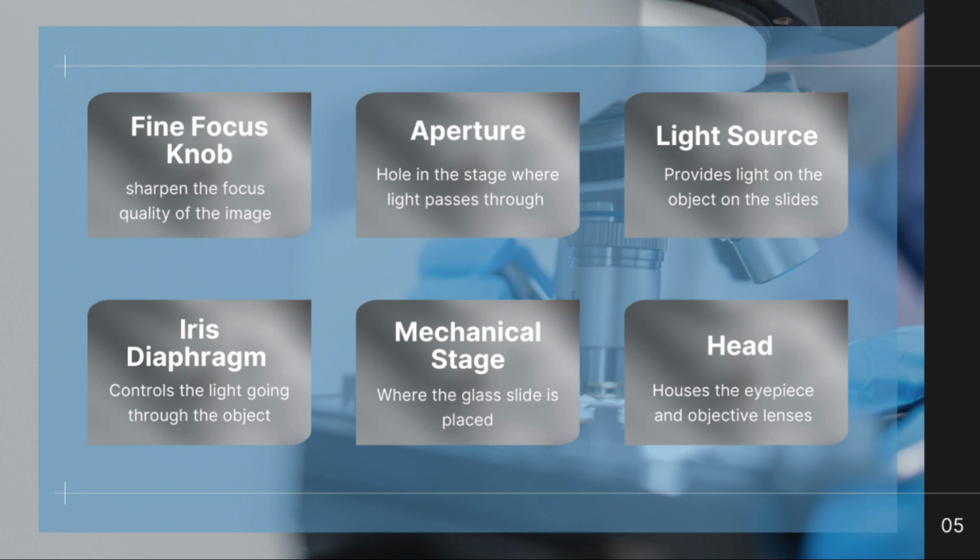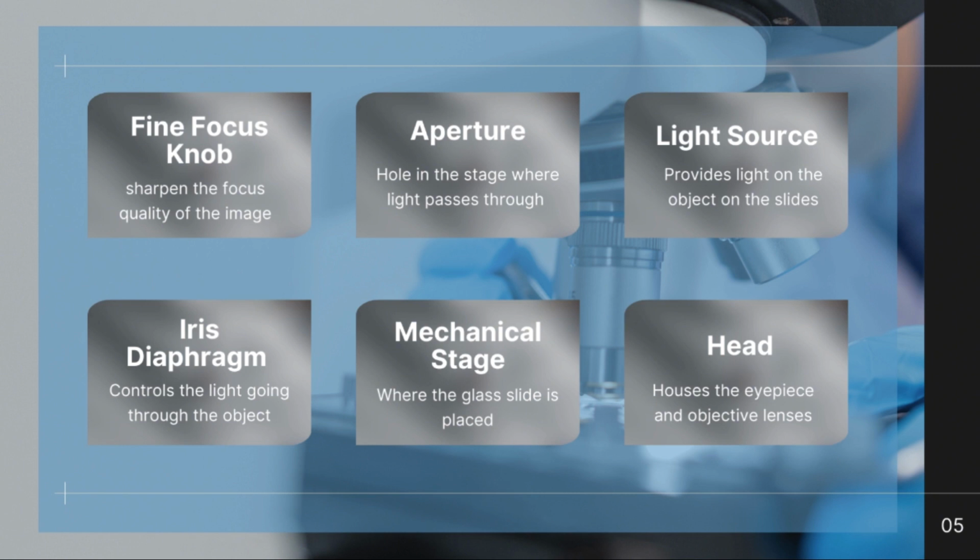Next is light source. This is usually situated in the base. The brightness can be adjusted. Next part is iris diaphragm. It controls the amount of light going through the object. Its opening and closing adjusts the diameter of the light beam.